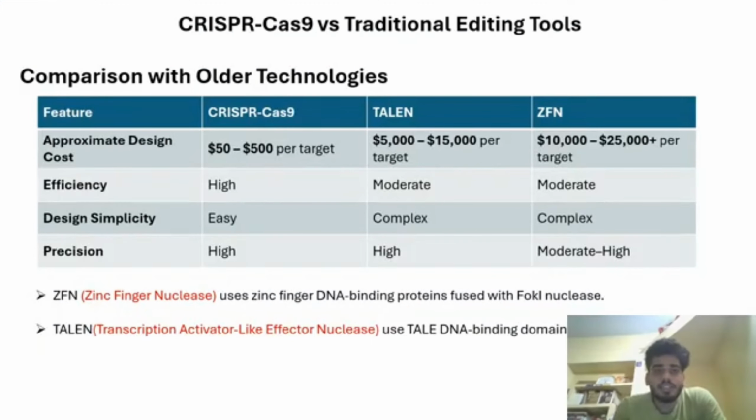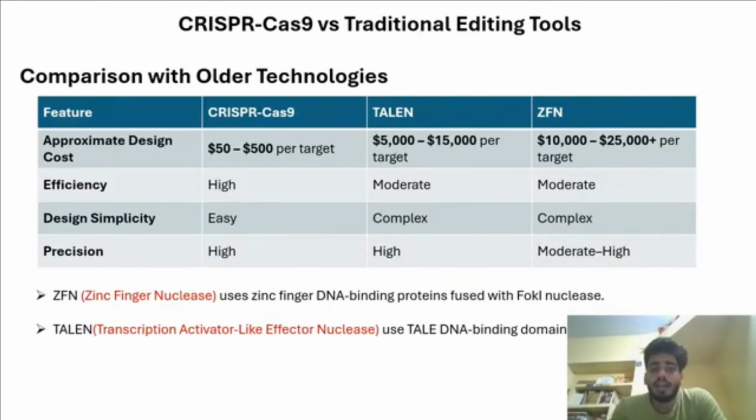Next we will see why CRISPR Cas9 is better than the traditional editing tools. Among traditional editing tools, we use TALEN and ZFN. TALEN is the transcription activator-like effector nuclease, and ZFN is the zinc finger nuclease. Here we use zinc finger proteins, and here we use TALEN proteins. We have to design proteins for every single target. But for CRISPR, we can just program our guide RNA and get our desired DNA sequences.